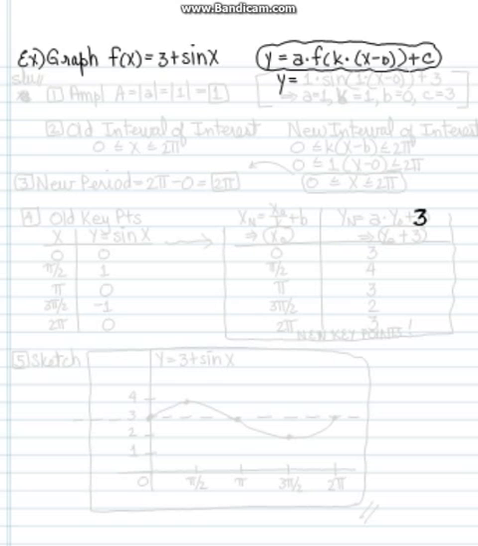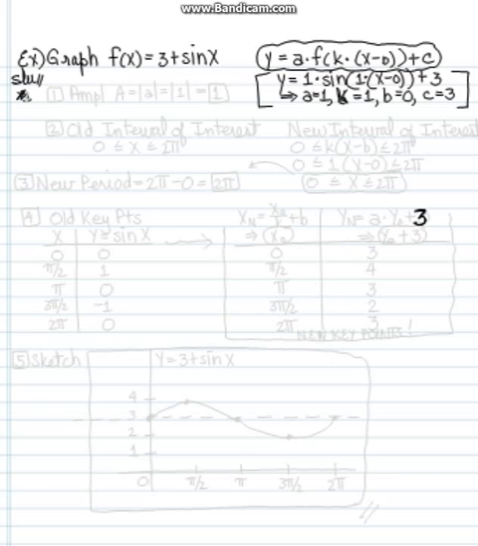In this situation, we have y equals 1 times the sine of (1 times (x minus 0)), then add the 3 in the back. That means a is equal to 1, k is equal to 1, b is equal to 0, and c is equal to positive 3. Okay, great. Now part A, solution.